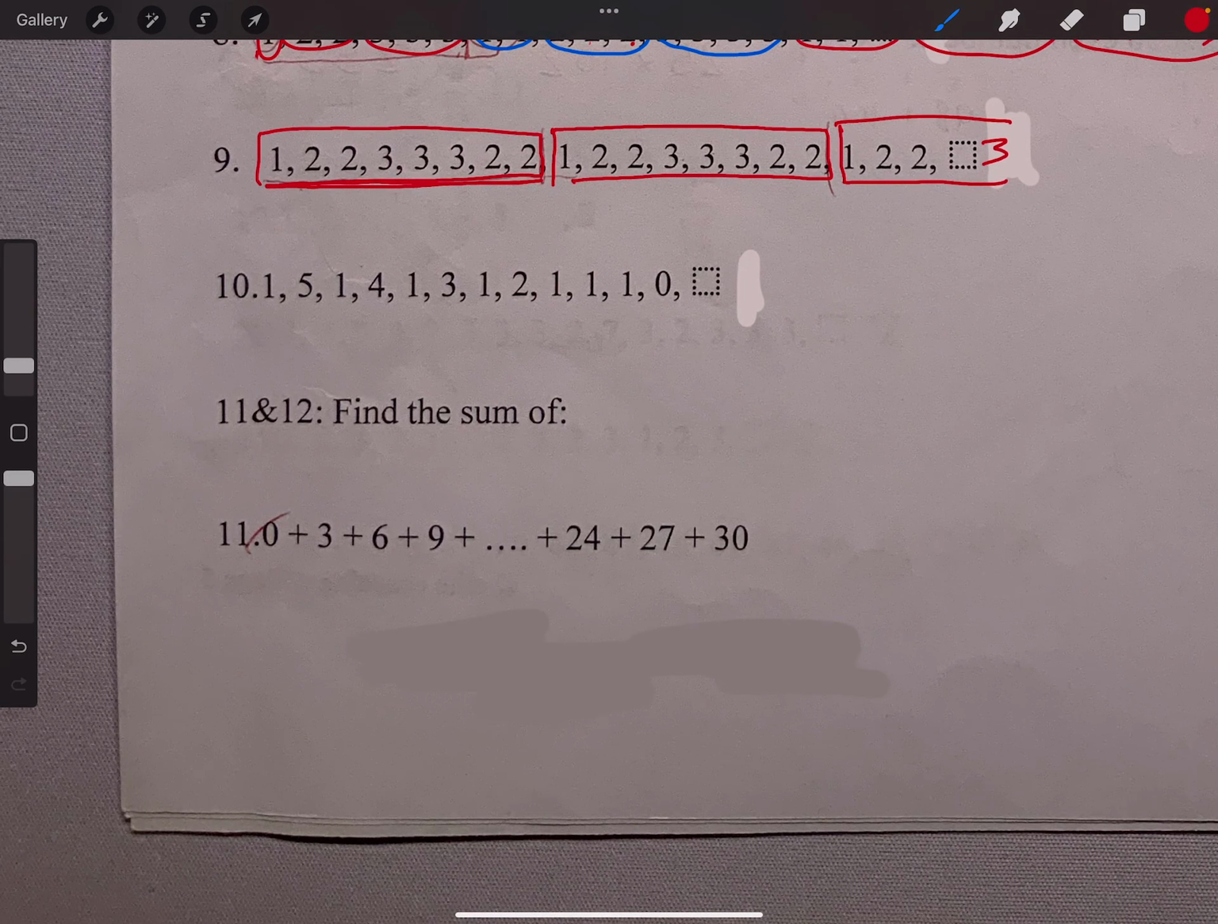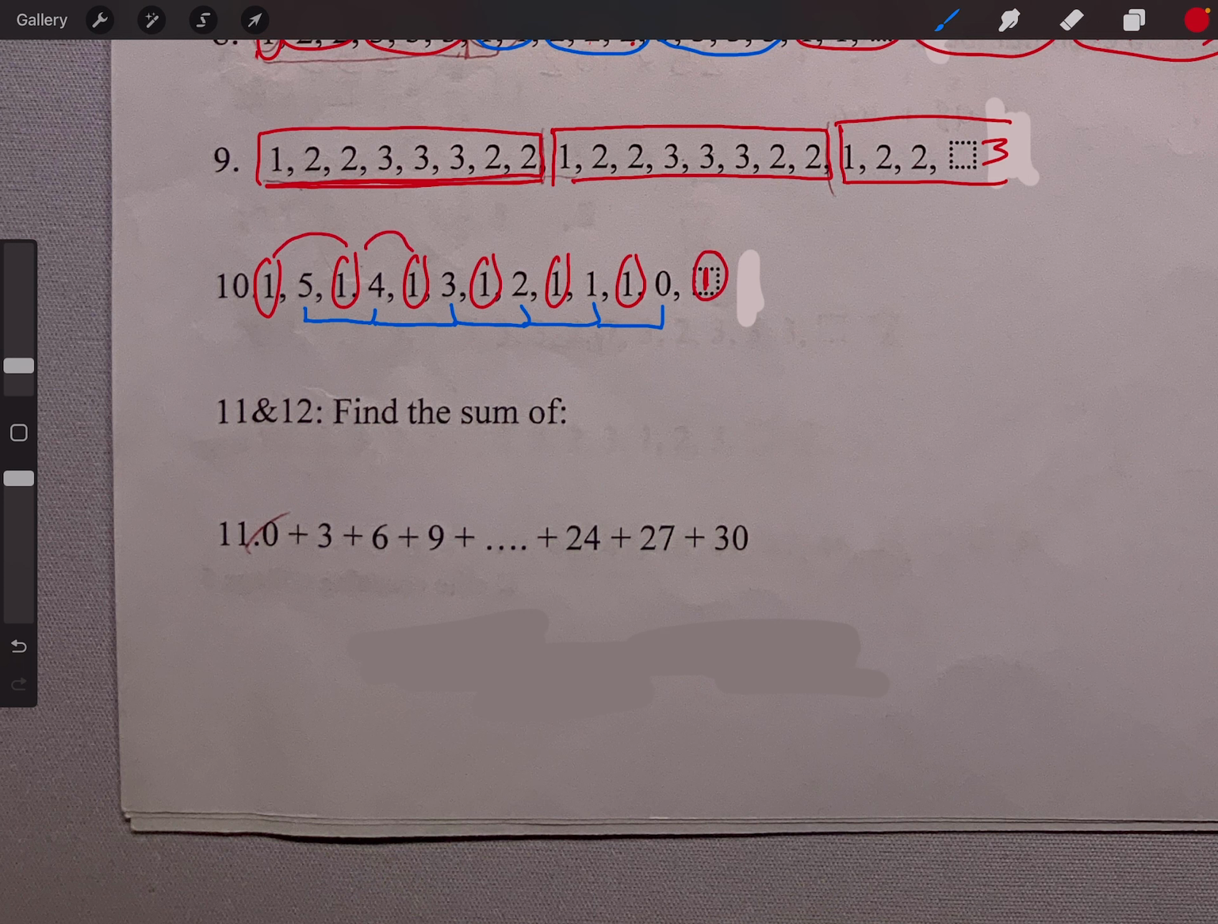Next one you have 1, 5, 1. So it's just every second number is a 1. And it goes 5, 4, 3, 2, 1, 0 for every second number. And obviously this number here should be a 1 because it's following the first one. 1, 1, 1, 1. That should be a 1.